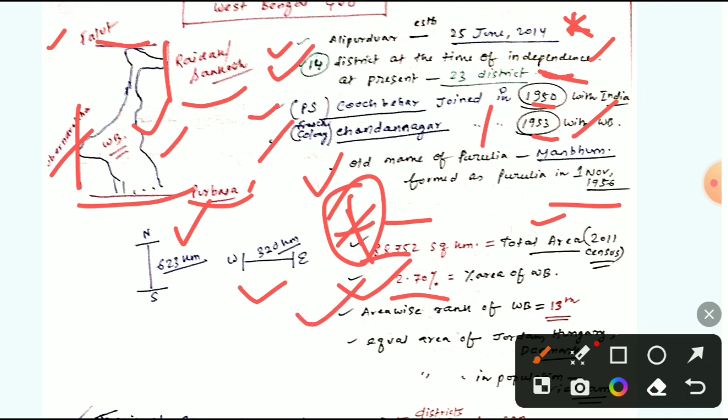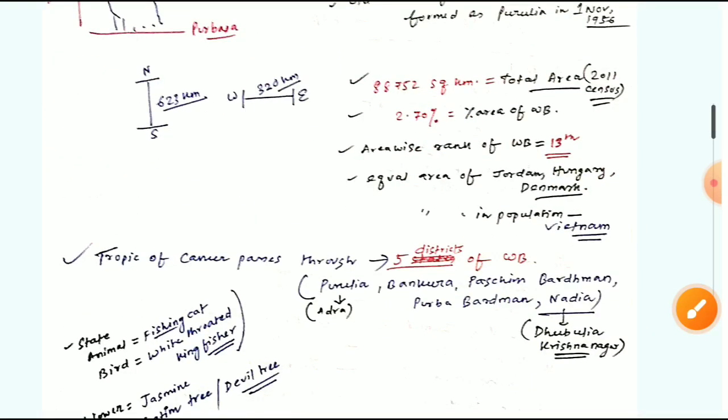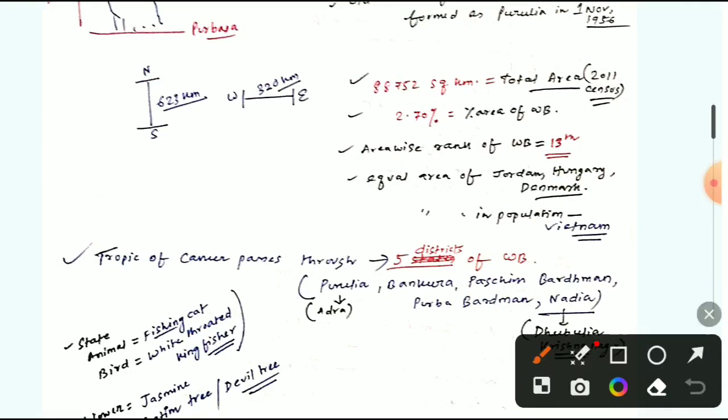In area-wise rank, West Bengal is 13th among the 29 Indian states. Next, it is sometimes compared with the area of different countries. West Bengal's area may be compared with Jordan, Hungary, Denmark, and if considered with regard to population, it is almost similar to Vietnam.